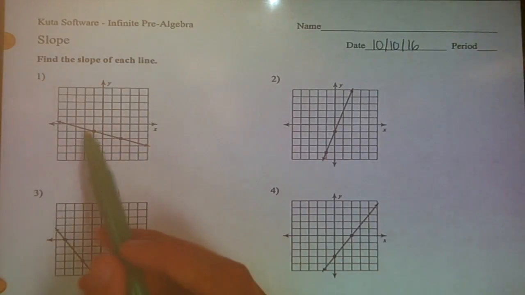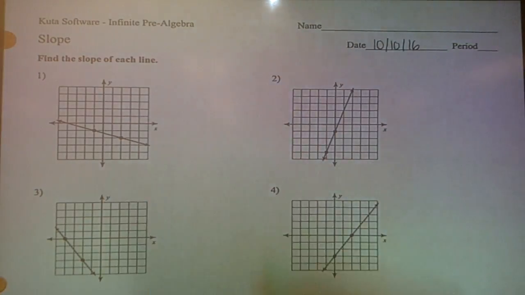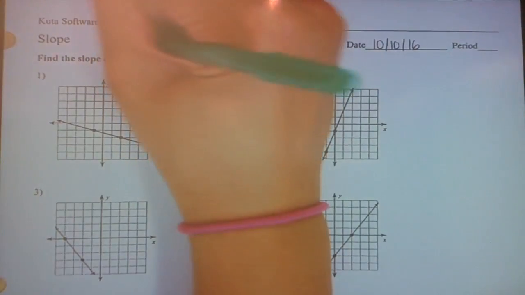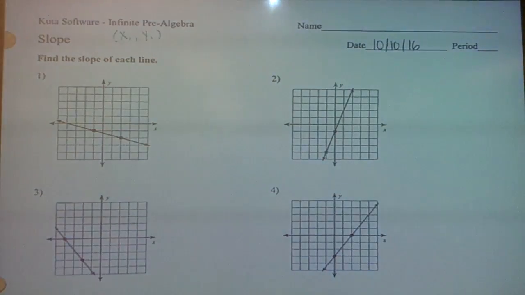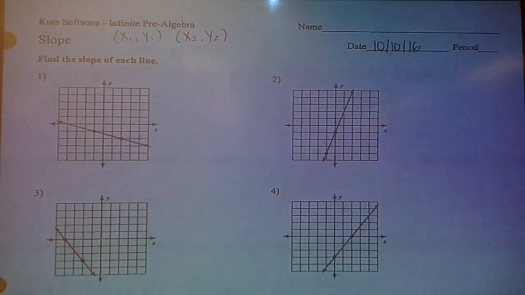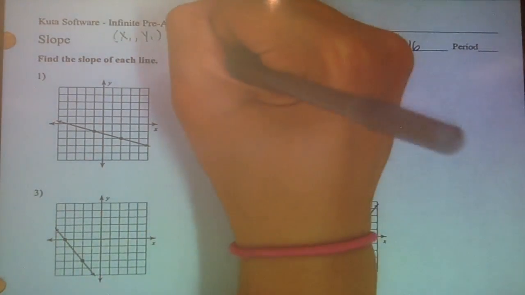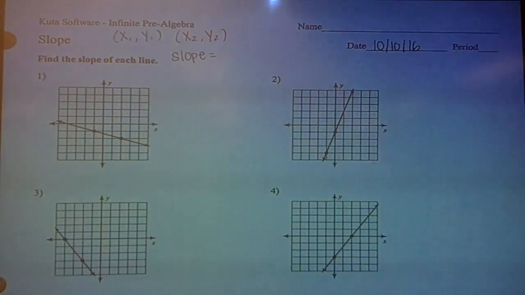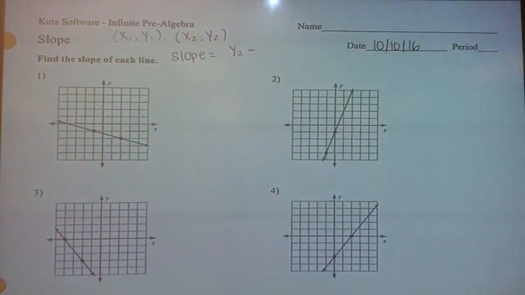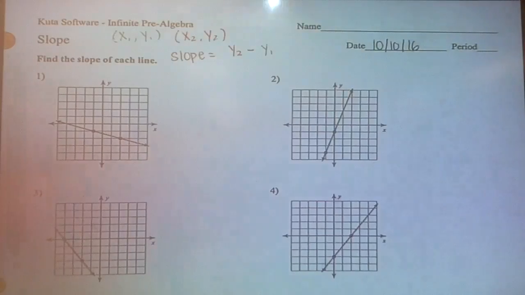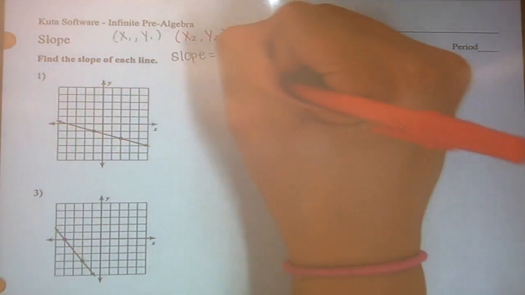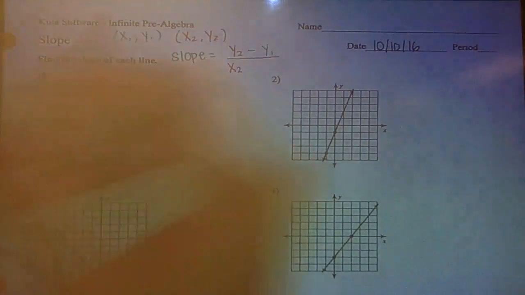So we have 2 points here. We're going to find the slope. And the slope is calculated with 2 points. So we have x1, y1, that's the first point, and x2, y2, that's the second point. So the slope is equal to y2 minus y1 over x2 minus x1.